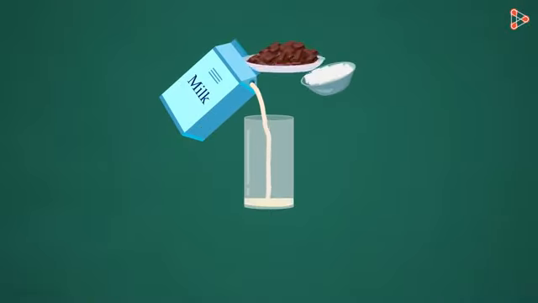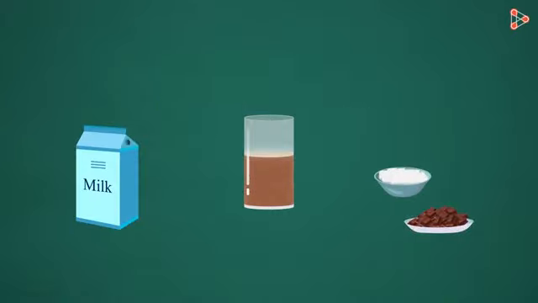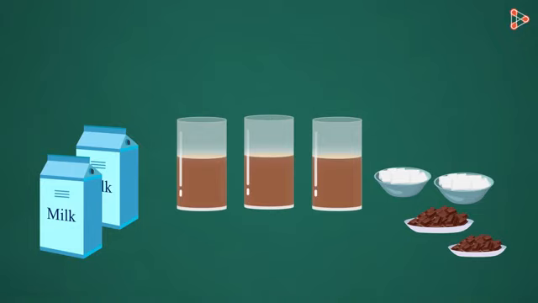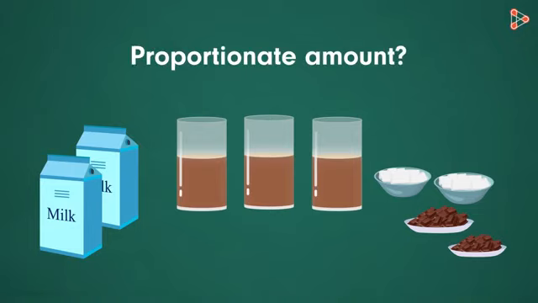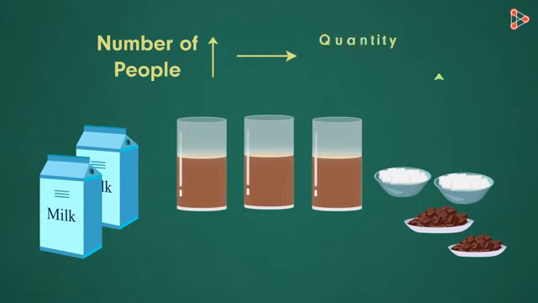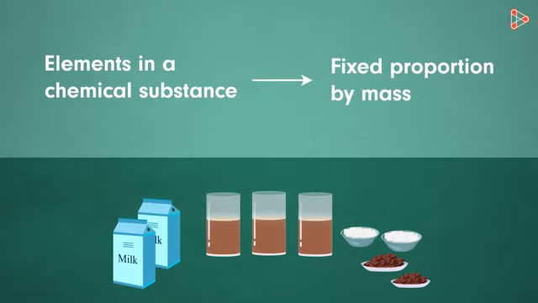Remember the example of chocolate milk that we considered while studying the first law? In that example, we saw that when we have to make double or triple the amount of chocolate milk, all we have to do is use the proportionate amount of the individual ingredients. Wait, did I say proportionate amount? What does that mean? It means that when we have to make the drink for 10 people instead of 5, we just have to take double the amount of ingredients, right? Anything more or less would result in a change of taste. Similarly, in any chemical substance, the elements present are always in a fixed proportion by mass.